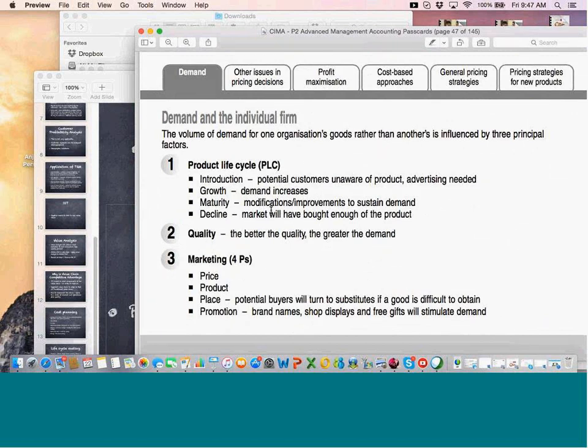Product life cycle. The success of one organization over another is influenced by three principal factors: our product life cycle, quality, and marketing. These things also play a part in our pricing. Because if certain pizzas are more expensive than Pizza Hut, why do people still buy it and patronize it? Because of the quality, right? So, the simple thing.